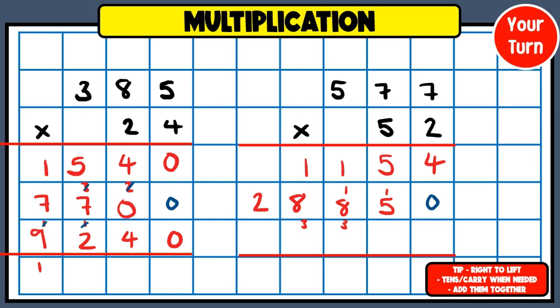Alright, step 3. I'm going to just score these out, and now we can add up. 4 add 0 is 4. 5 add 5 is 10. 1 add 8 is 9, plus the 1 is 10. 1 add 8 is 9, plus the 1 again is 10. And 2 add 1 is 3.